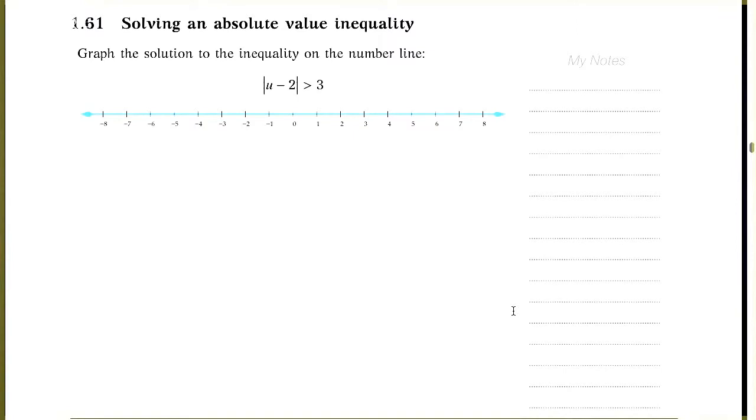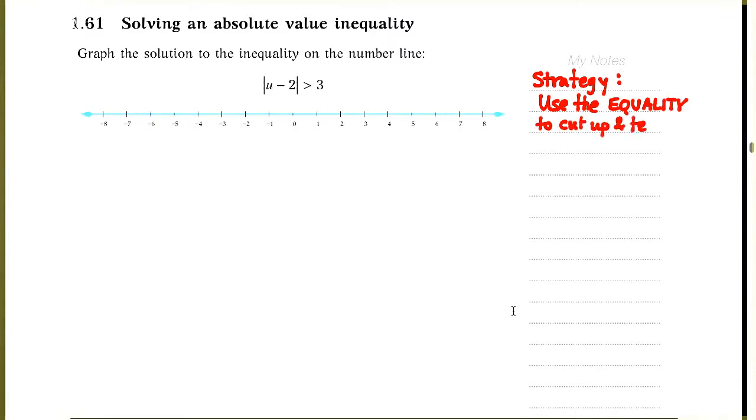Here we want to solve the absolute value inequality that says the absolute value of u minus 2 is greater than 3. The question is also asking us to graph the solution on the number line. You notice that this is objective number 61. It's actually the very last objective in unit number 1. So if you make it to this objective before the objective is all due, then you're in really good shape. So let's talk about how to solve this particular inequality by looking at a strategy.